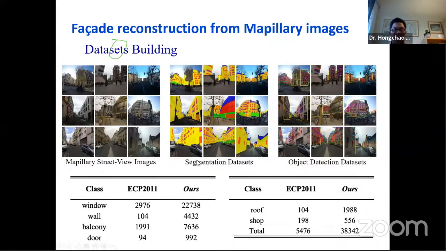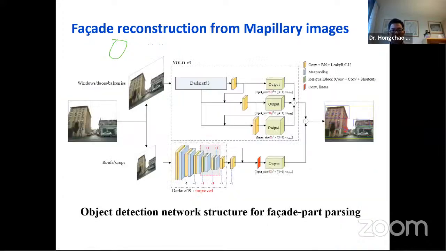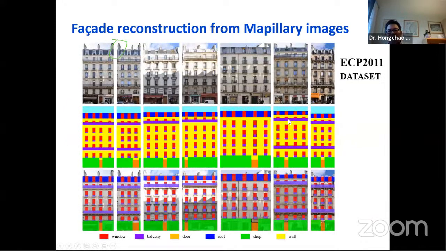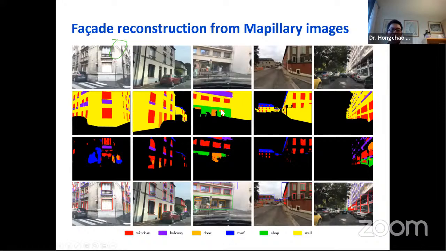You can use it. We have a lot of objects in our datasets, and here's the object detection. Because the roofs and the shops are very different in terms of size, with the windows, doors, and balconies, we use two different networks, Darknet 19 and Darknet 53. We tested them using datasets available on the internet and achieved very good results. We also tested our own datasets, and it also achieved very good results.